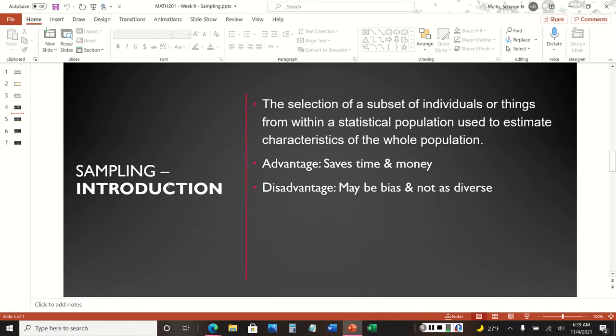Another thing is it's not diverse. So again, with my example with the business students, if you're in an accounting class or a finance class, more than likely you're not going to have too many students that are in health related majors. So it's not as diverse. So those are the two main disadvantages and the two main advantages for sampling. There are a lot more, but those are the two that really stick out.